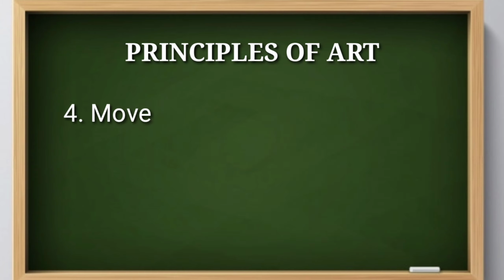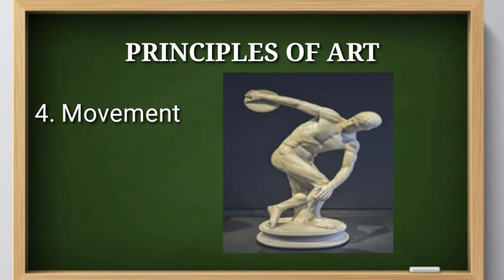Number 4, movement. Movement is how the eye moves through the composition, leading the attention of the viewer from one aspect of the work to another. It can also create the illusion of action. Here's an example of movement.